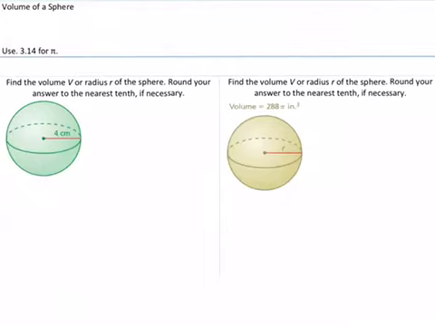Today we're going to work on finding the volume of a sphere. So the volume of a sphere is 4 pi r cubed divided by 3. There's no height anymore because your height is actually your radius. That's why we have an extra radius now, radius cubed instead of squared.